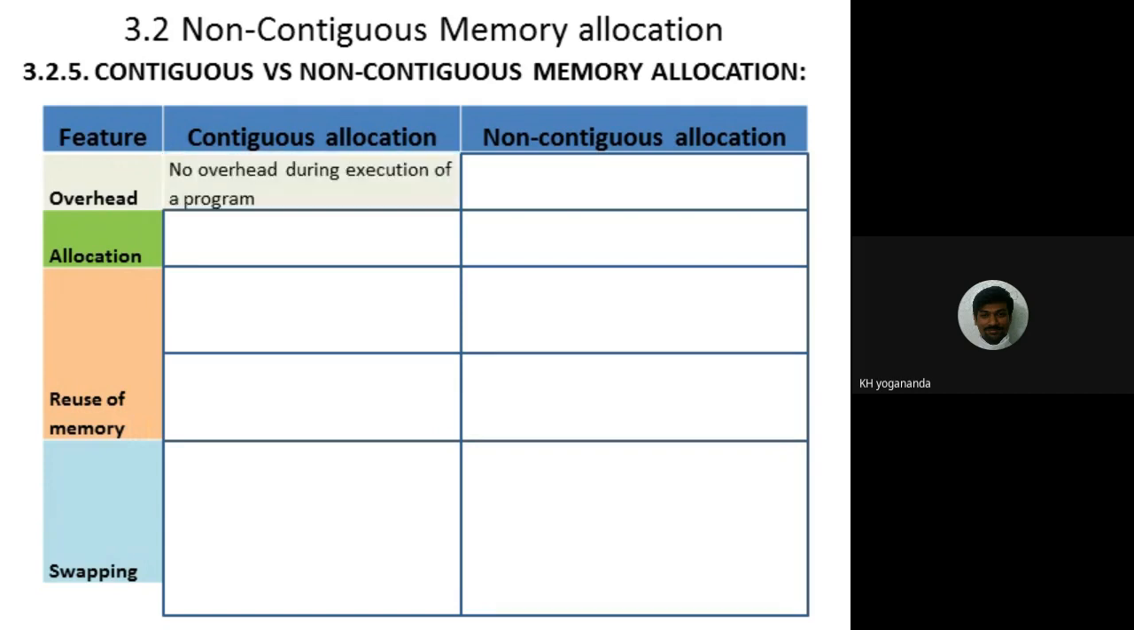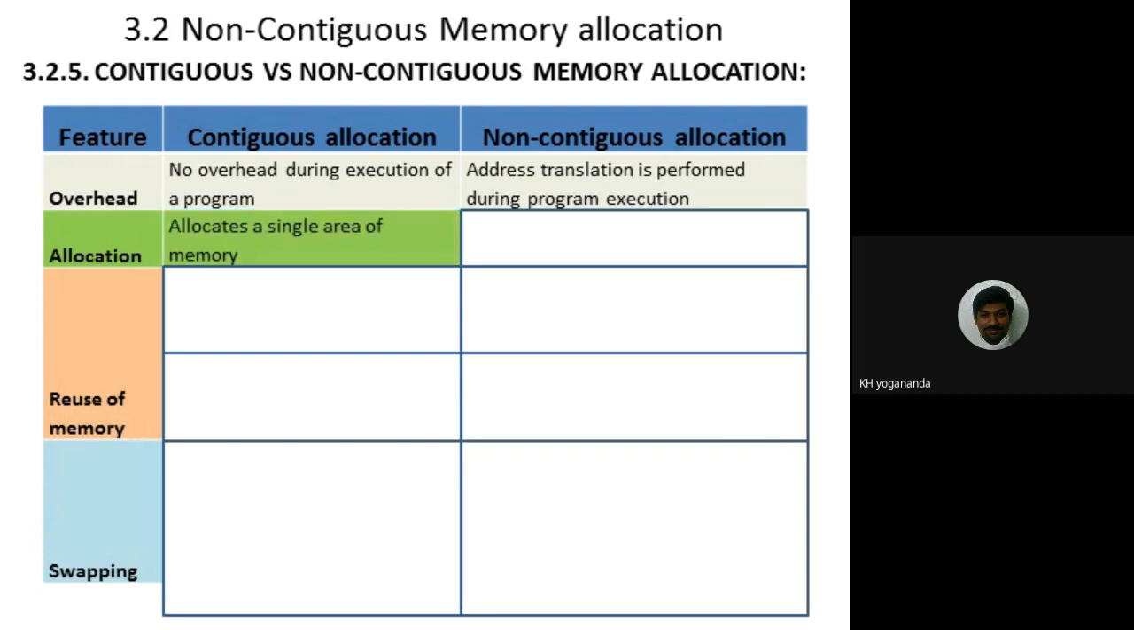Overhead: in contiguous memory allocation, there is no overhead during the execution of a program. There is no overhead at all. Why? Because the processes are in a contiguous manner. Then in non-contiguous memory, we need to find out the logical address, that is, address translation needs to be performed. Why? Because we need to find out the component i value as well as the byte value. So in turn, we need to perform the address translation in non-contiguous memory allocation during a program execution.